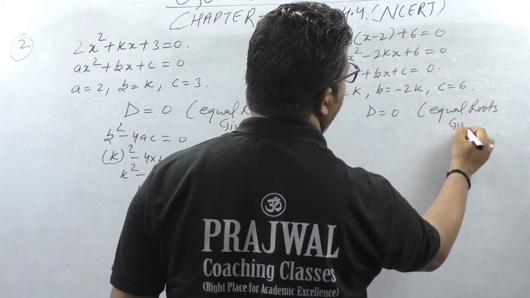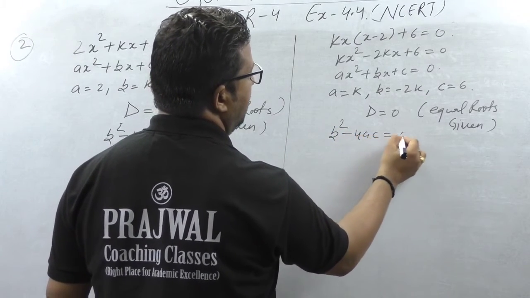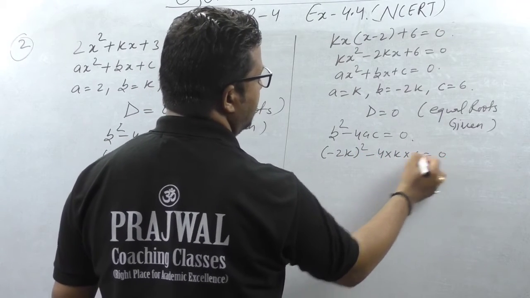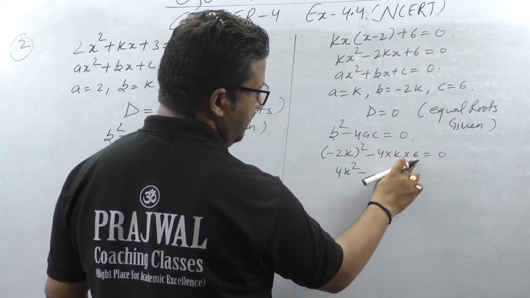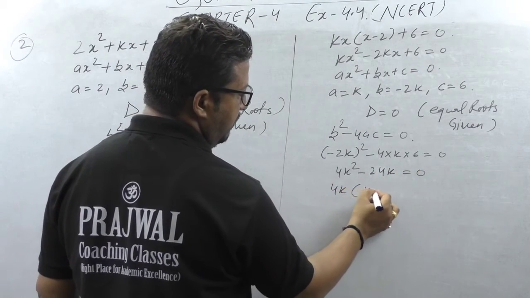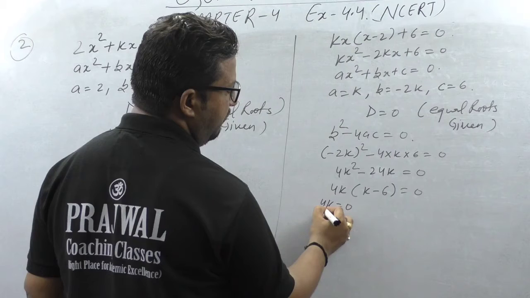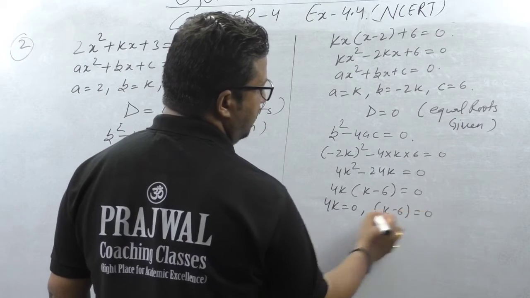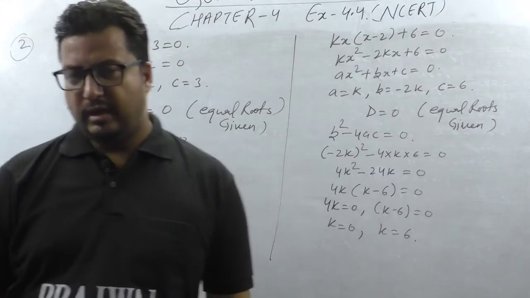The equation has equal roots, so we can apply the condition D equal to 0. D value is B square minus 4ac equal to 0. B value is minus 2k whole square minus 4, A is k, and c is 6. If you take the square, it will be 4k square minus 24k. From both terms we can take 4k common, so it will be 4k into k minus 6 equal to 0. So 4k equal to 0 and k minus 6 equal to 0. One value is k equal to 0, and the other is k equal to 6. So these are the values of k. Quickly copy it down, everyone.